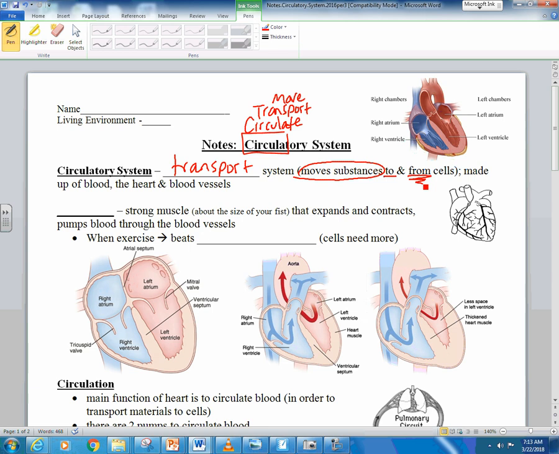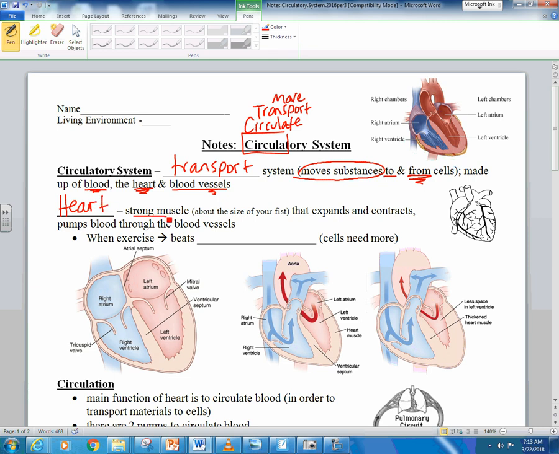And your circulatory system is made up of your blood, that's what is moving around. It's made of your heart, because that needs to pump the blood. And it's also made of blood vessels, because the blood has to be contained inside of something as it's traveling. So we're going to talk about each of those components briefly. So the first one mentioned here is the heart.